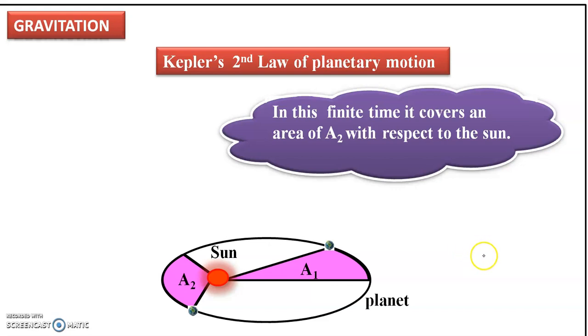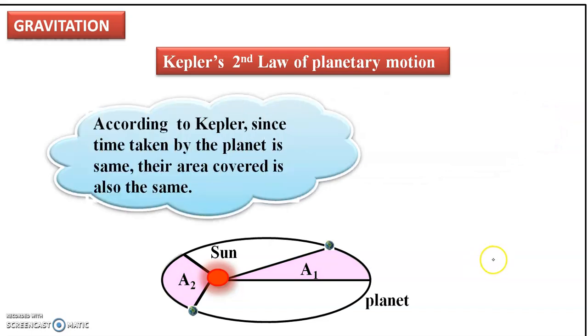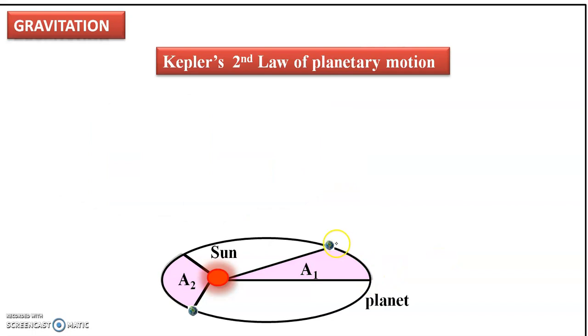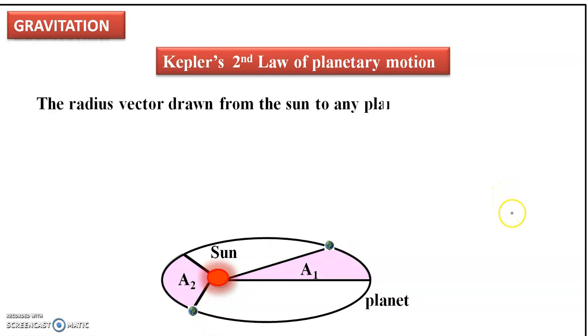According to Kepler, if the time intervals are the same, the area covered is also the same. To move from here to here, the planet takes some instant of time. In the same instant of time, the planet moves from here to here. So both times taken are the same. That's why the sweeping areas A1, A2 are also the same. The radius vector drawn from the sun to any planet sweeps out equal areas in equal intervals of time. This is Kepler's second law.